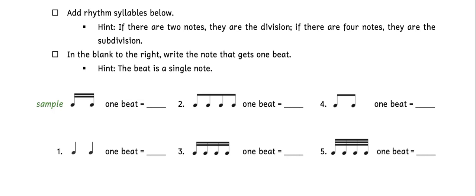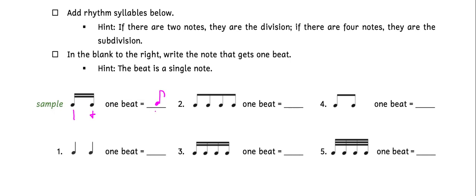exercises. So if you look at the sample here, we're going to write the counts below. So here, if there's 2, that means it's a division. So we're going to put 1 and. If there's 4, that means it's a subdivision, and we would put 1 e and a. So if a 16th note is the division, the beat is going to be the next higher value up, which is an 8th note. Okay?